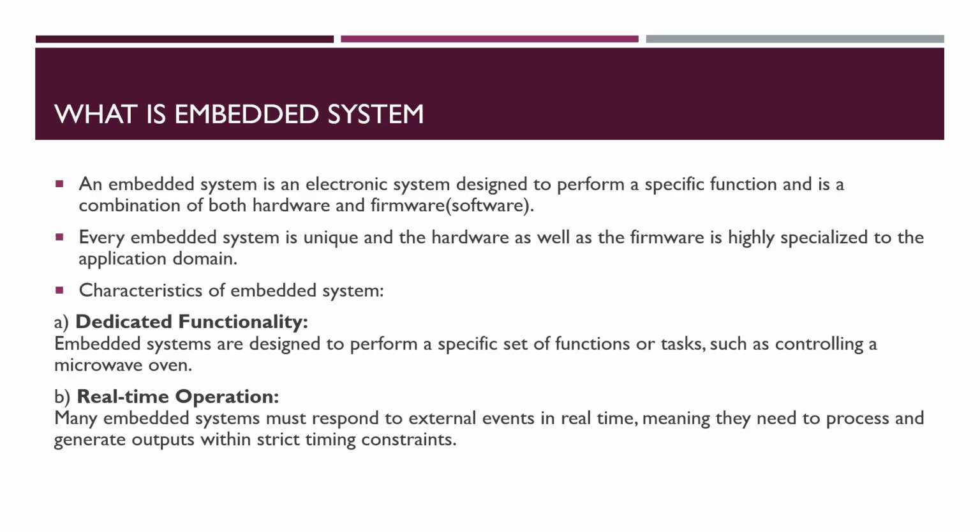So the characteristics of embedded system are dedicated functionality and real-time operation. So what is dedicated functionality? Embedded systems are designed to perform a specific set of functions or tasks such as controlling a microwave oven. Real-time operation means many embedded systems must respond to external events in real time, meaning they need to process and generate outputs within strict timing constraints.